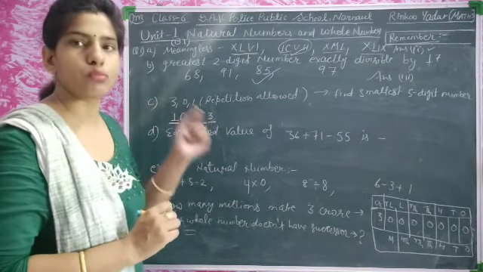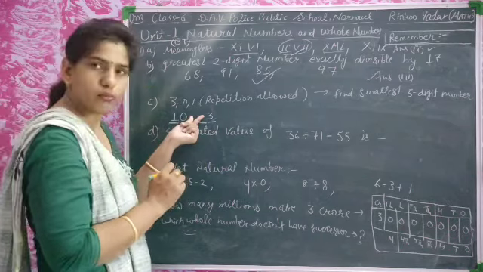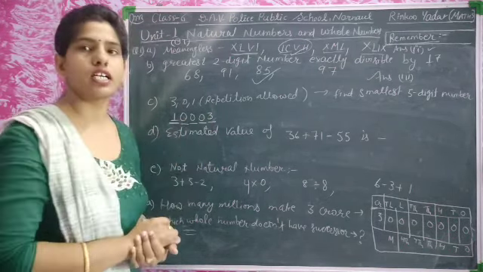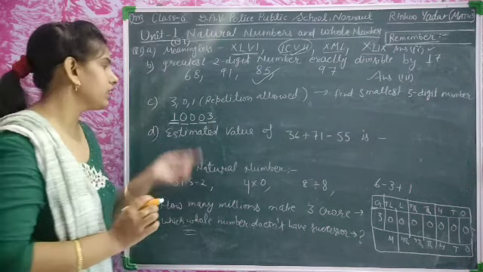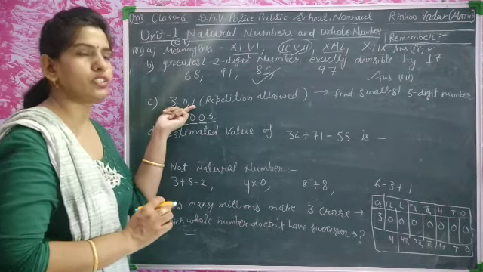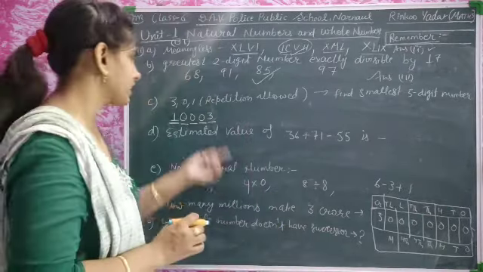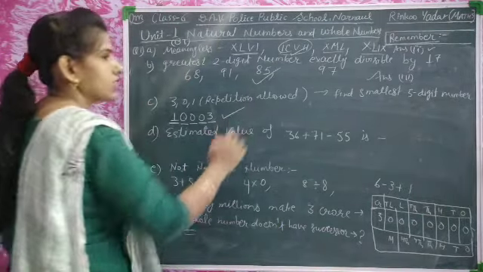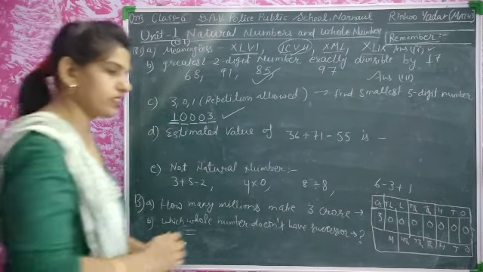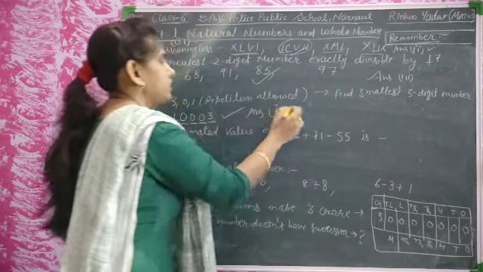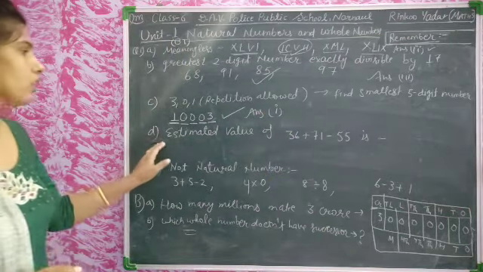We used here the smallest digit, so we are putting in both the places 0 also. 0, 0. This is the smallest 5-digit number using the digits 3, 0, 1, but repetition allowed. Is that clear? This is the answer, and its option is first. Answer is first here.